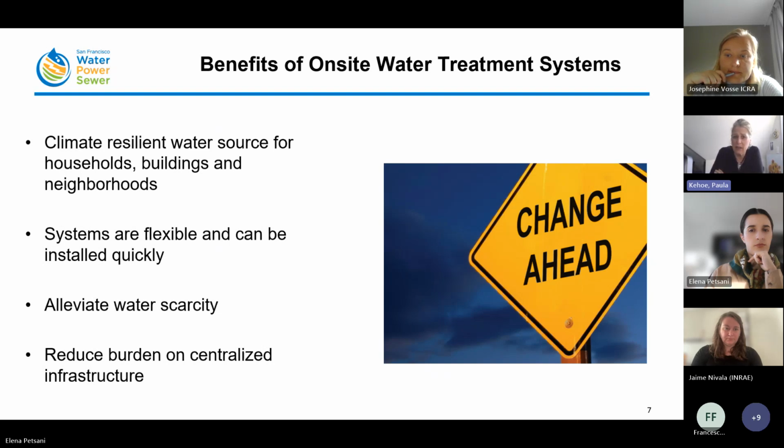They're climate resilient water sources for households, buildings, and neighborhoods. They can be flexible and installed very, very quickly. For us to build a recycled water project can take decades. These systems can be installed very, very quickly as the buildings are being built. Certainly from a utility perspective as well, it helps us alleviate water scarcity issues, and also can reduce the burden on our centralized infrastructure. Next.